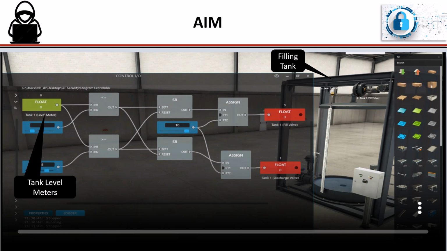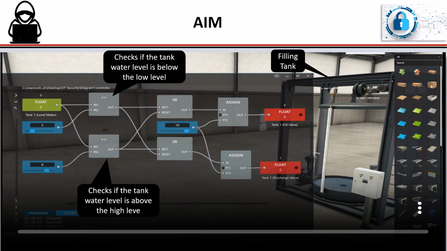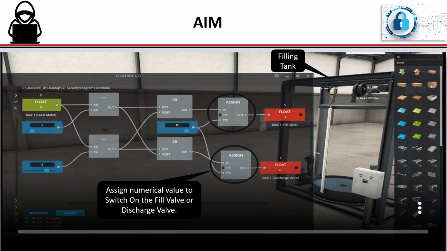Tank level meter. This continuously monitors the water level. Numerical constants. These define the high and low level thresholds. Logical functions. These check if the water level is below the low limit or above the high limit. Set-reset switches. These ensure that only one state is active at a time, meaning the fill valve remains on until the water level reaches the high threshold.